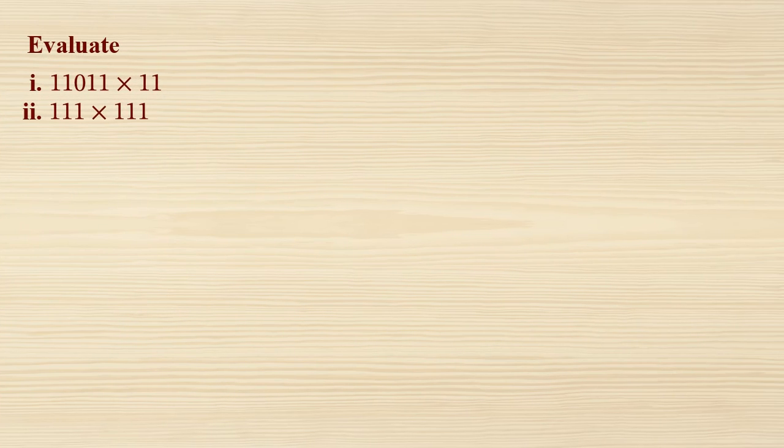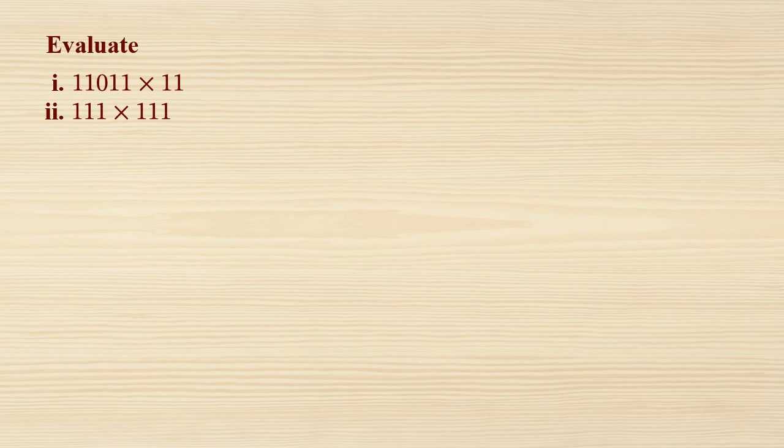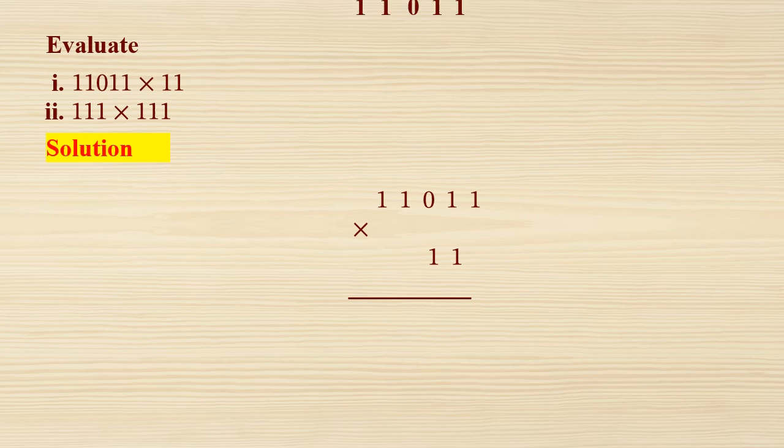Here is an example of how we can multiply in binary. Evaluate 11011 multiplied by 11. Number 2, 111 multiplied by 111. Solution: we have 11011 multiplied by 11. We arrange it the normal way we used to multiply numbers in base 10. So 1 times 11011 is equal to 11011. Then we move to the next placed number. We have 1 times 11011 is equal to 11011.